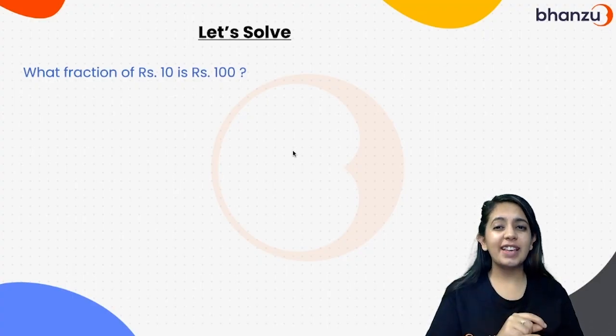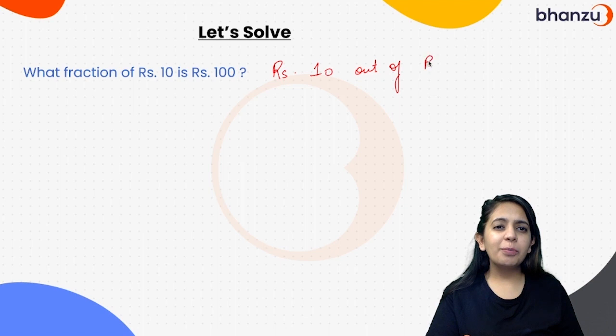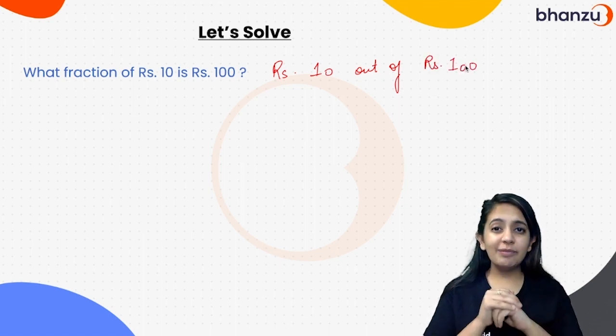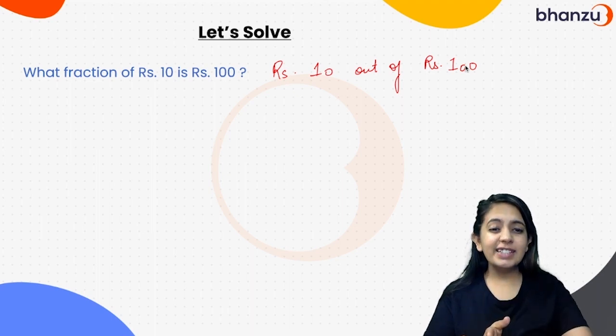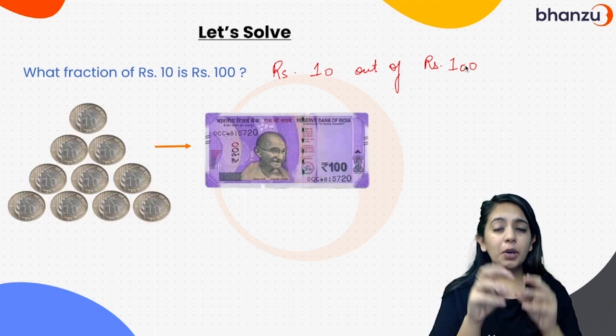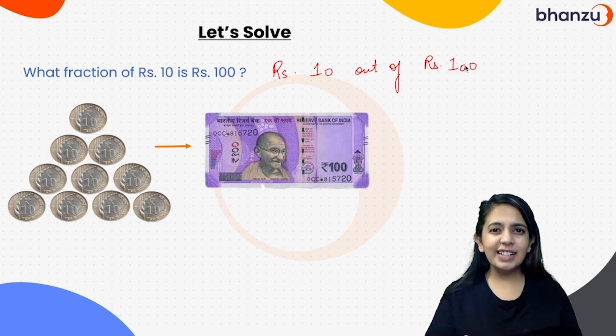Here's another question. What fraction of rupees 10 is rupees 100? Clearly, I'm asking you how much is rupees 10 out of rupees 100? And make sure to give me the answer in the lowest form, in the simplest form. Okay, so how much is it? If we're gonna take 10 coins of 10 rupee, then that is equal to 100 rupee, right? So how much is it? It is equal to 10 by 100.